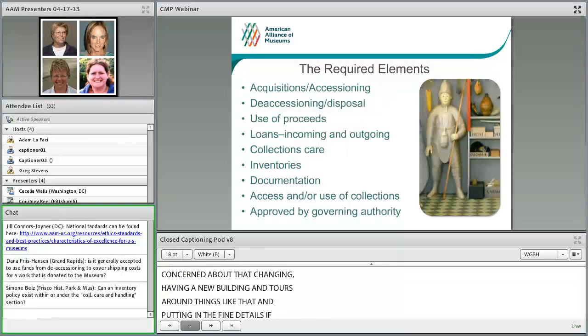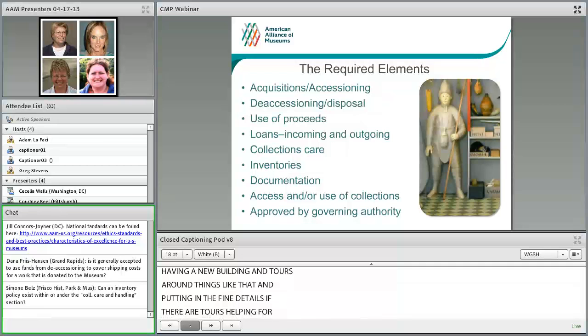I see Simone Belts from Frisco Historic Park and Museum had a question about whether an inventory policy can exist within or under the collections care and handling section. Any comments on that? Well, this is Cecilia, I think you could include the inventory policy under collections care and handling if that works for your institution.